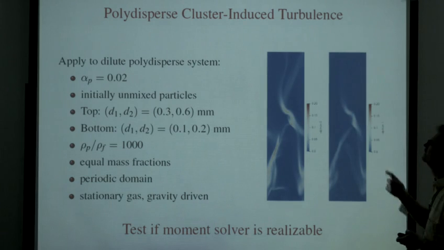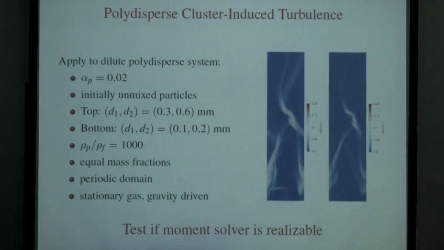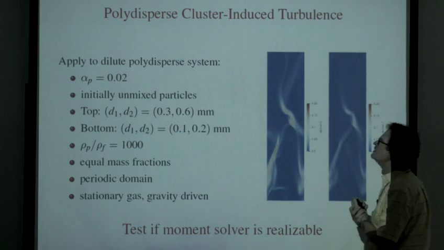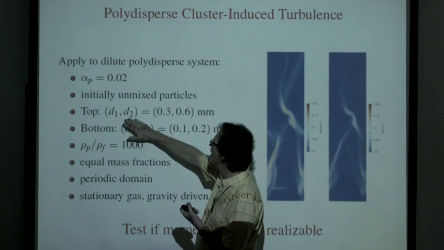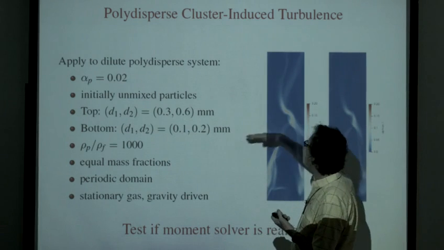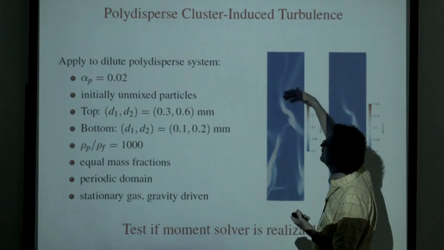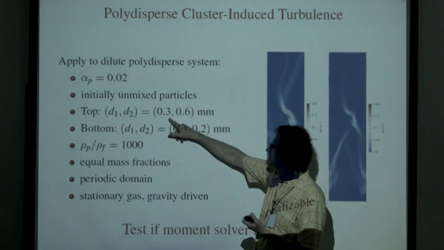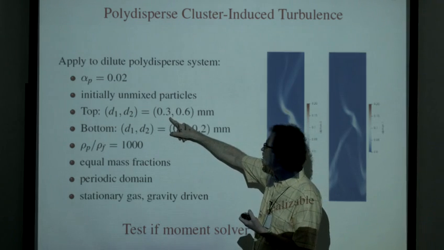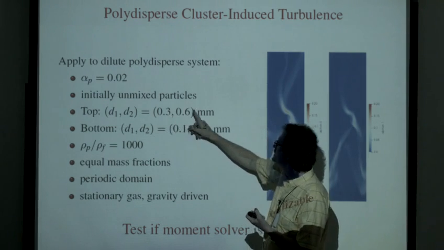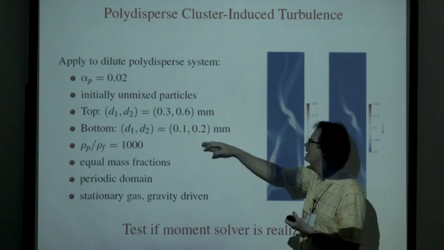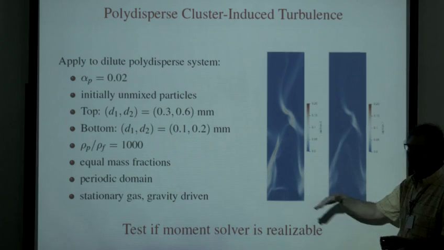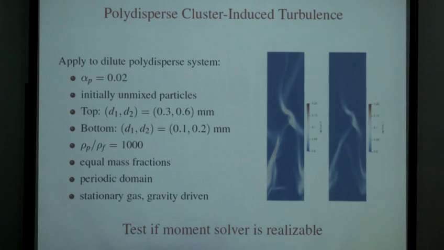Okay, so let's then look at a harder problem. Now this is a test of realizability. Is the method realizable? To do this, we took basically the same problem, except now we filled the domain with a density function on the top. So the top half of it has a density function where you have 2 abscissas, because we're using just a 2 delta function representation of 300 and 600 microns. We put all the big particles up here. And then on the bottom, we put 100 and 200 micron particles. And so now we'll let them fall.